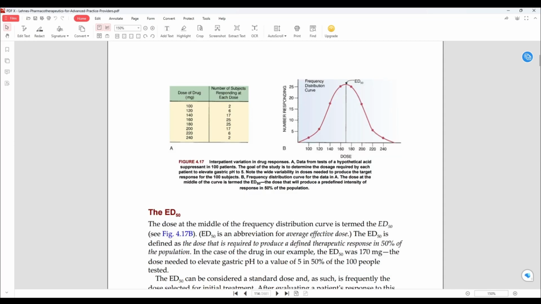So here, if you want to take a look and pause, you can see how the interpatient variation in drug response relates.